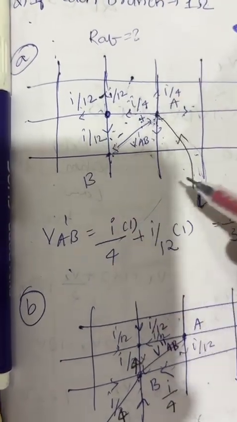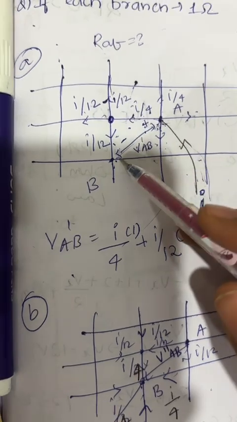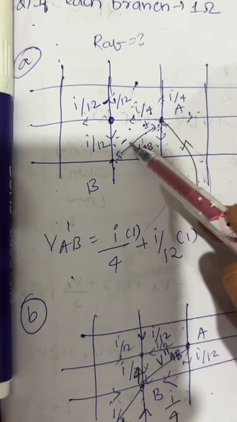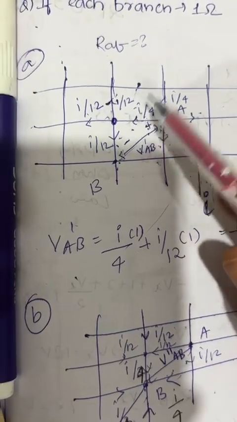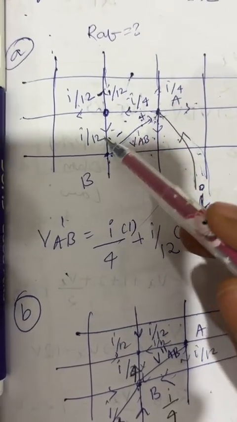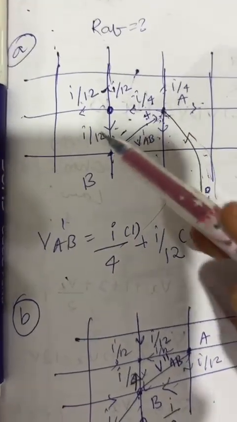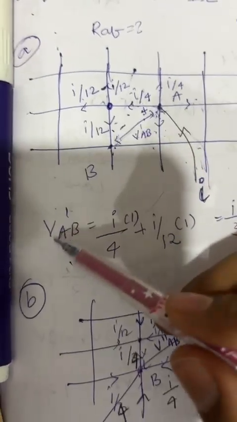So VAB dash is I. We can say, by applying KVL, minus VAB dash is equal to I by 4 into 1 ohm resistor plus I by 12 into 1 ohm resistor. So in this loop, we will obtain VAB dash as I by 3.